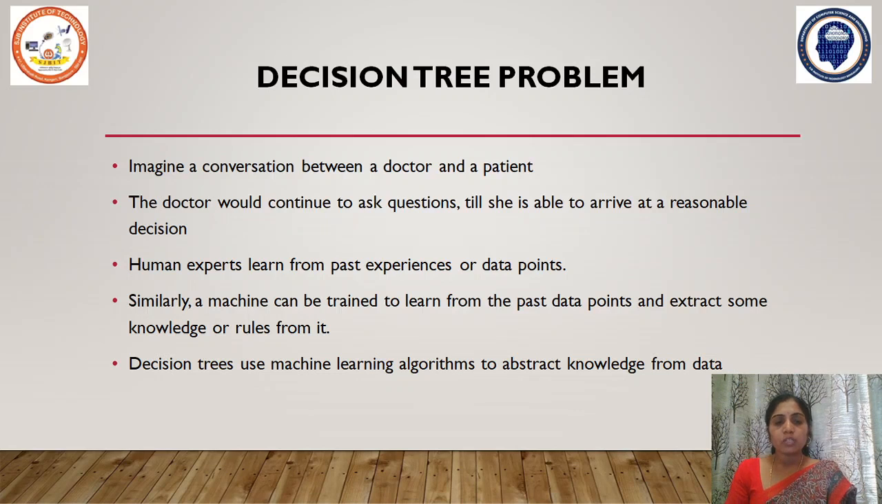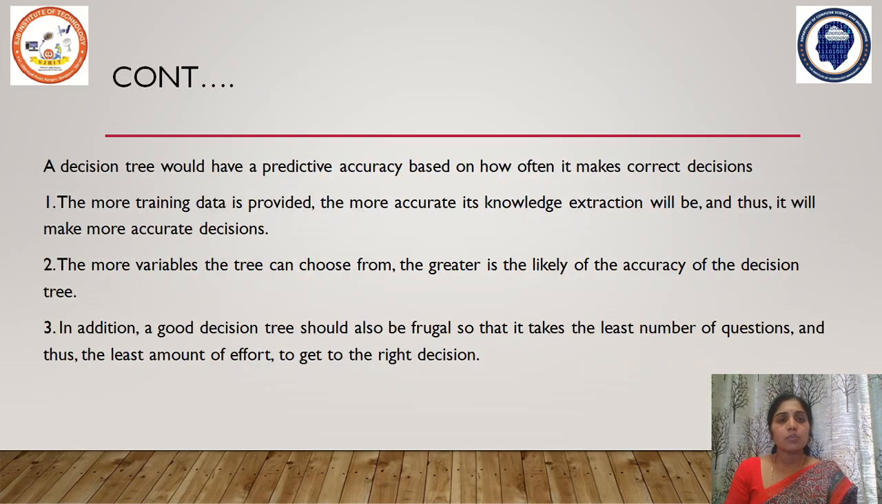The more training data is provided, the more accurate its knowledge extraction will be, and thus it will make more accurate decisions. The more variables the tree can choose from, the greater is the likelihood of the accuracy of the decision tree. In addition, a good decision tree should also be frugal, so that it takes the least number of questions and thus the least amount of effort to get the right decision.